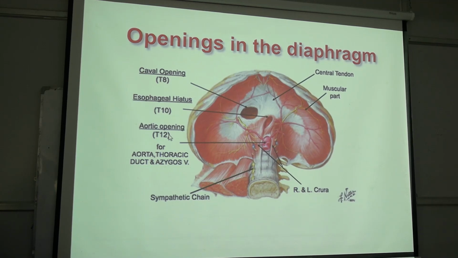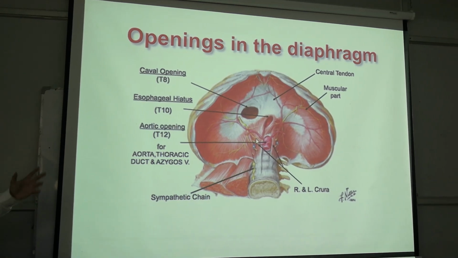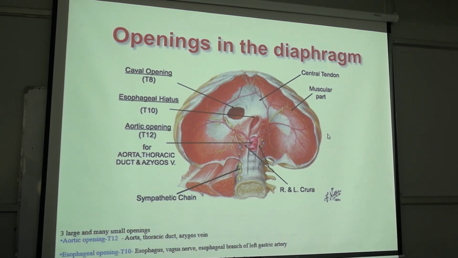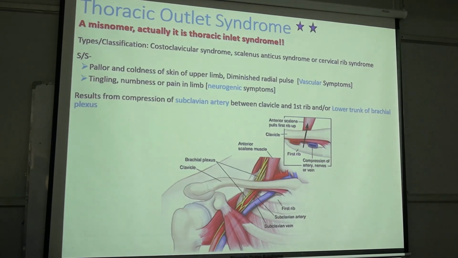Like this, the esophagus also has the vagus nerve passing through it. So the right vagus and left vagus pass through the esophageal opening, going down through it. The inferior vena cava, we largely see it passing through its own opening with that only.